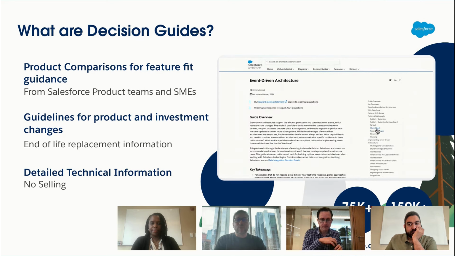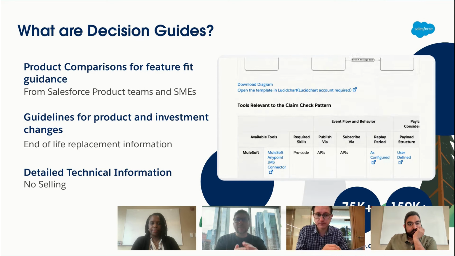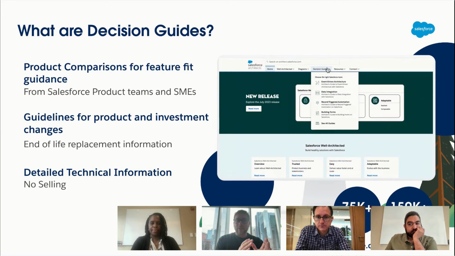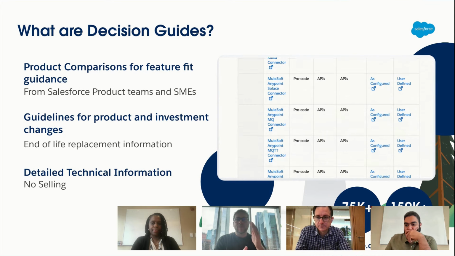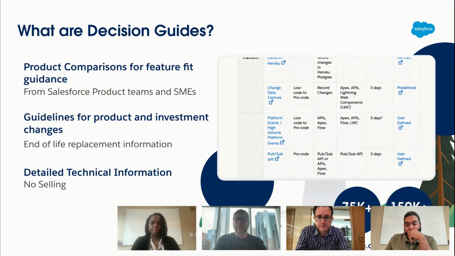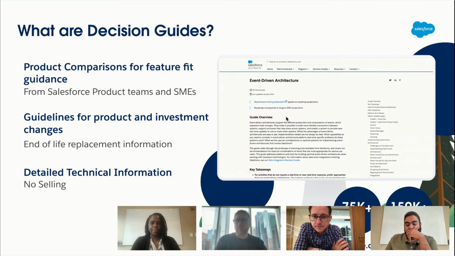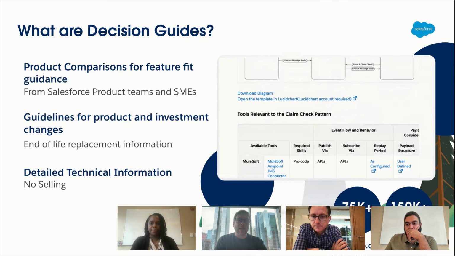One of the things we're attempting to do with decision guides is demystify some of that and give a straightforward comparison of, if you're trying to solve this problem, here are the things that you need to be thinking about. Here's a list of tools that will help. And then here are the different attributes that you can use for a side-by-side comparison, and why you might want to use one tool versus another. So that's our product comparisons for feature fit guidance.